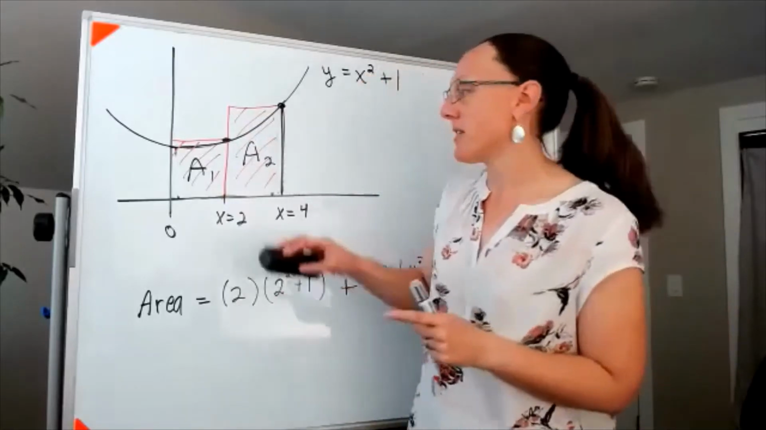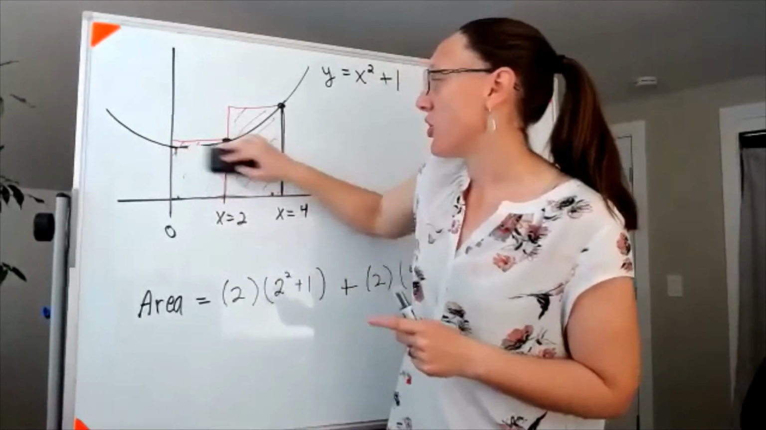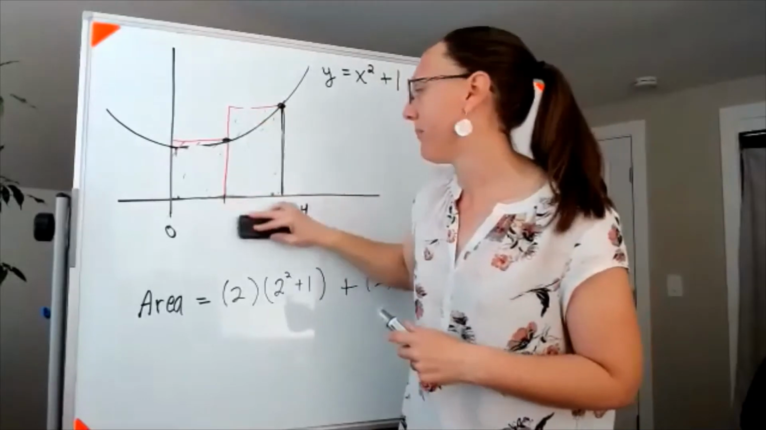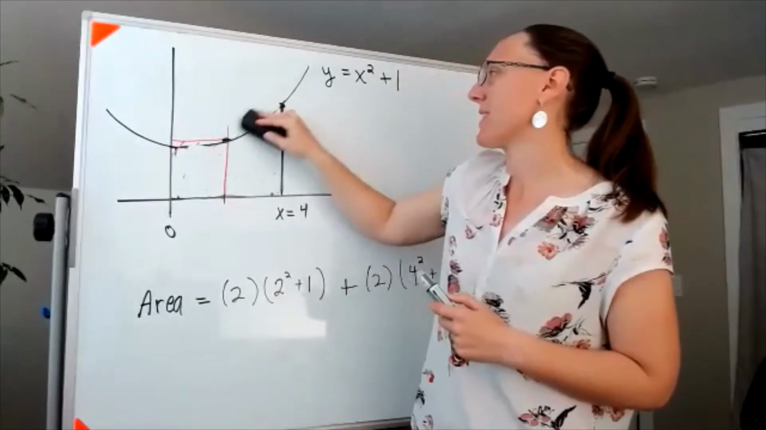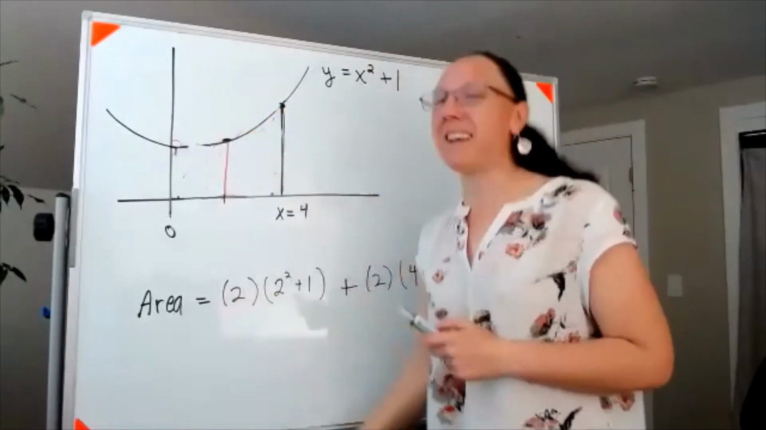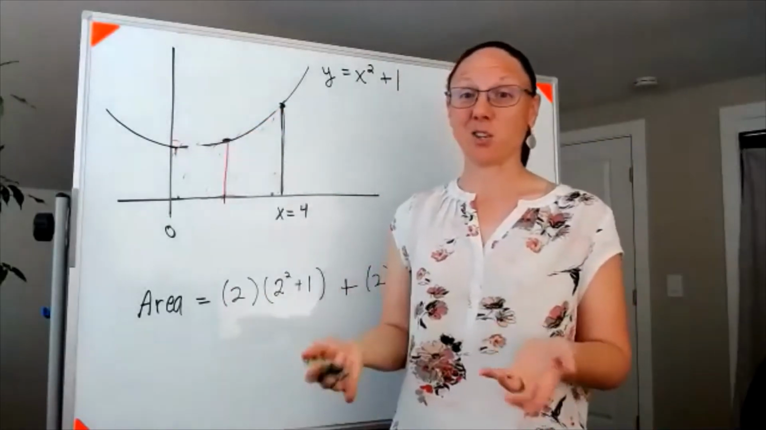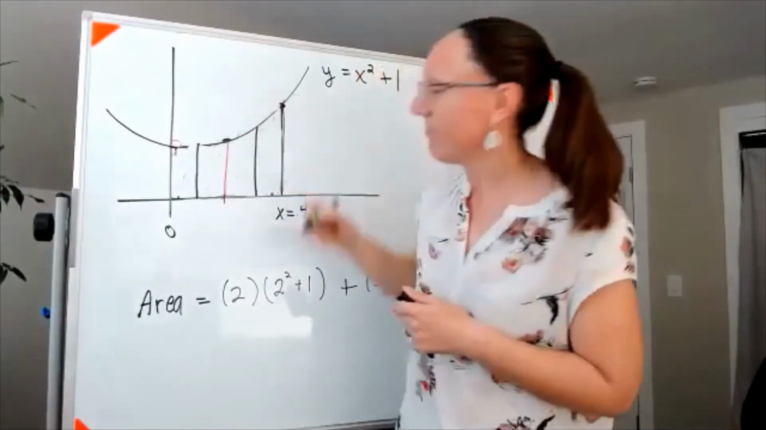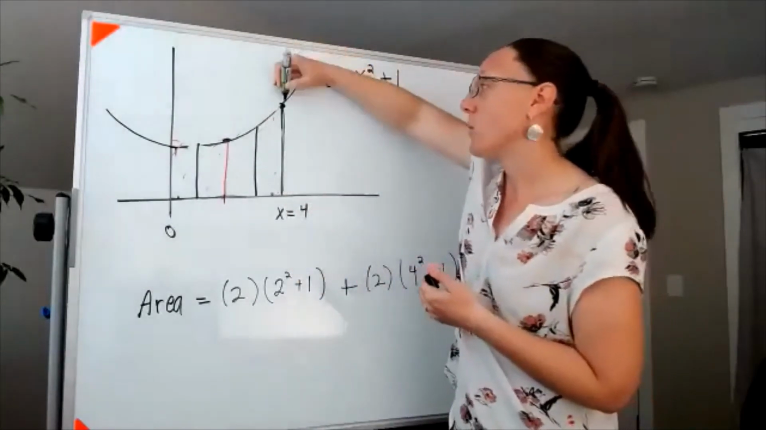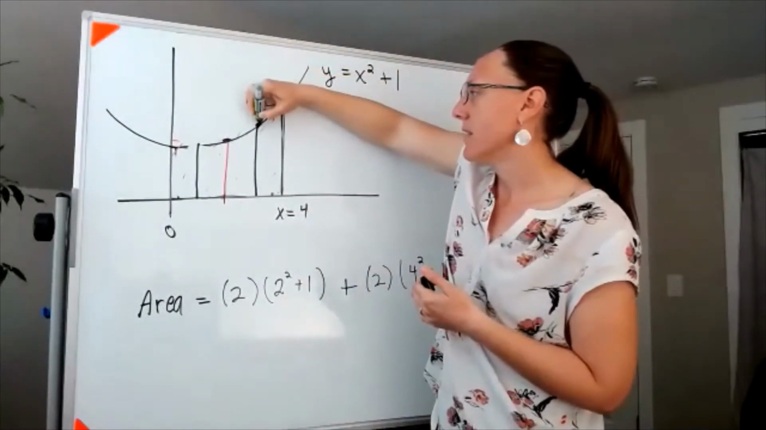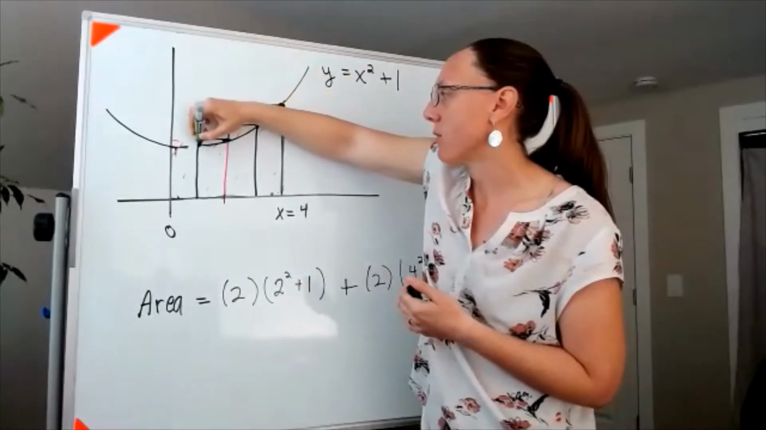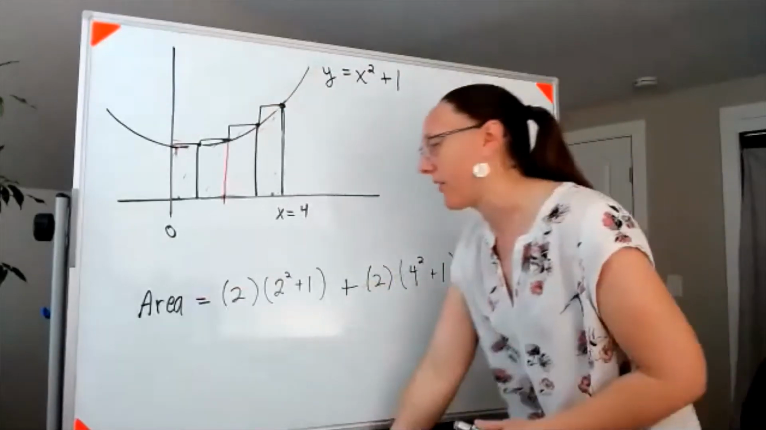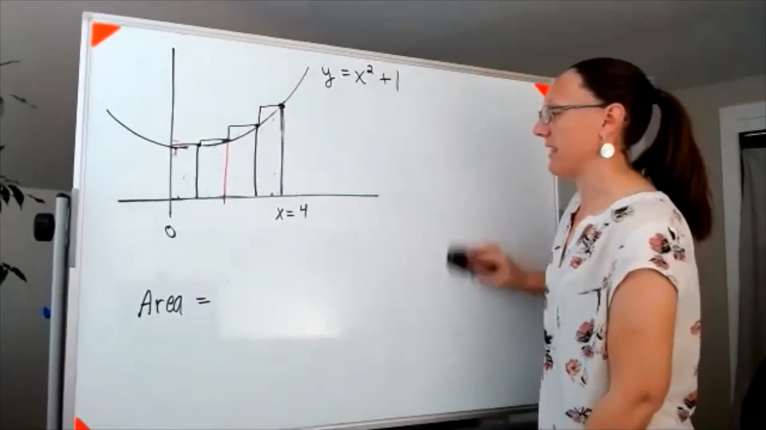So mathematicians, they're lazy. They like finding shortcuts. Maybe lazy is the wrong word. They want to be efficient with their time. But they also want to be precise. So maybe using 2 rectangles isn't super precise, but what if we put 4 rectangles in there? And I did that same thing where I used right-hand endpoints to find each of the heights for my rectangles. Well, now instead of adding 2 things together, I'm going to be adding 4 things together.